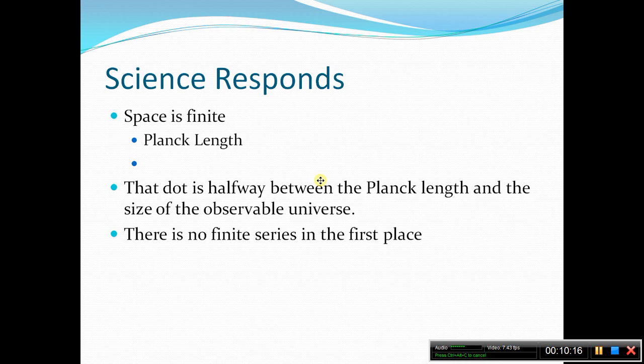Space is actually finite. You cannot divide space infinitely, and that unit is called a Planck length. It is the smallest amount of space that can exist. And to give you some idea of how big a Planck length is, that dot right under Planck length is halfway between the size of a Planck length and the size of the observable universe. So we're talking really, really small. There is no infinite series in the first place, is one way we can think about it. Zeno was just sort of wrong on that front.